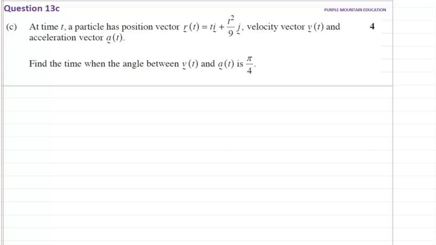Question 13c. At time t, a particle has position vector as shown, velocity vector v, and acceleration vector a. Find the time when the angle between v and a is pi on 4. Pause here to try it yourself.